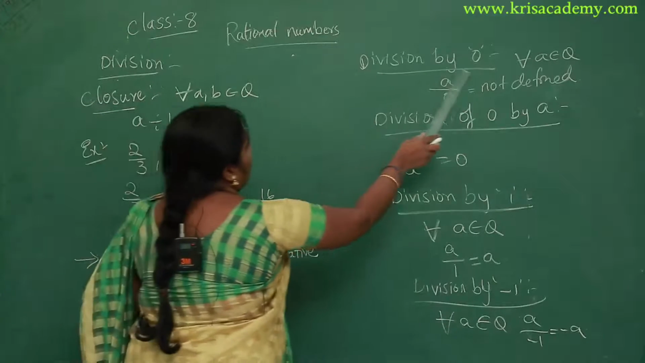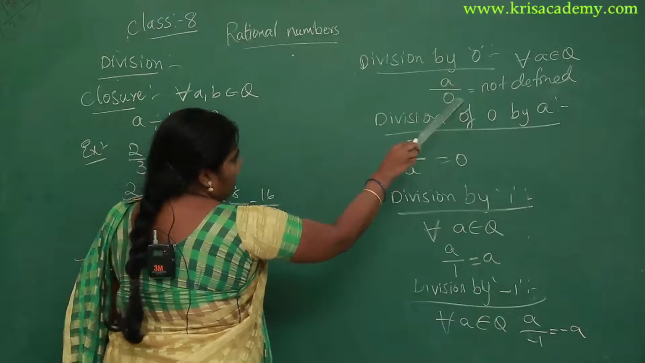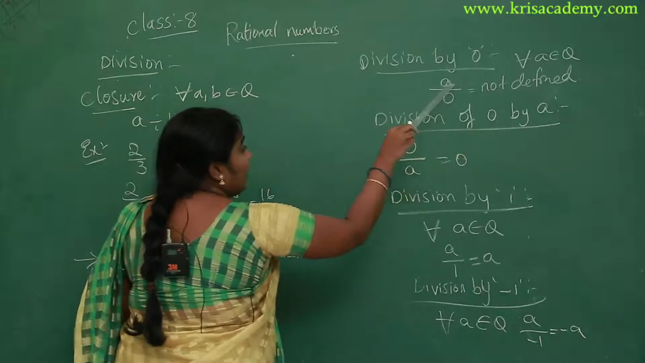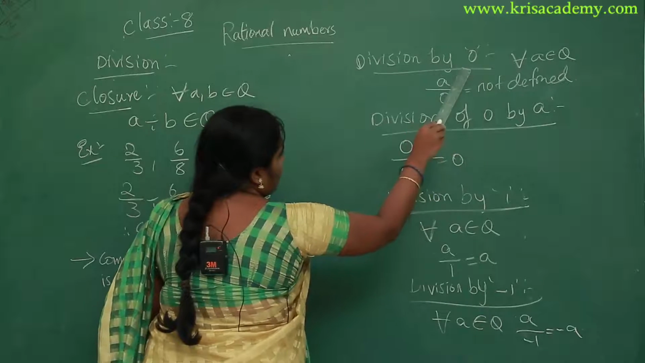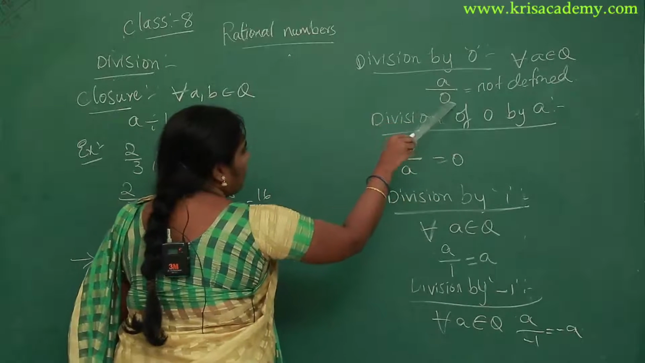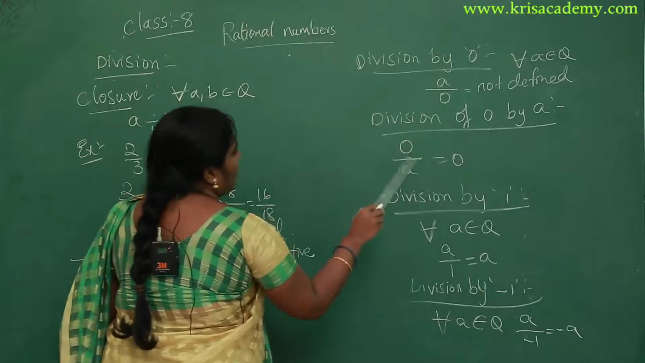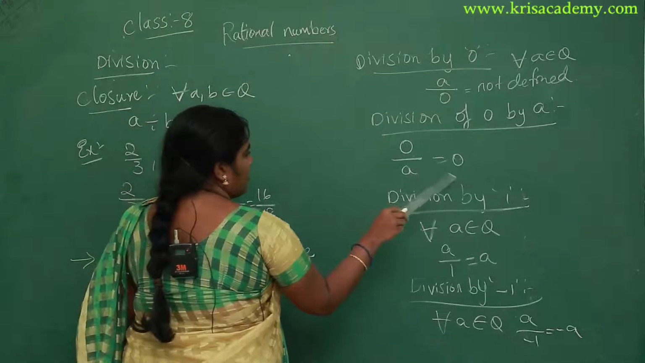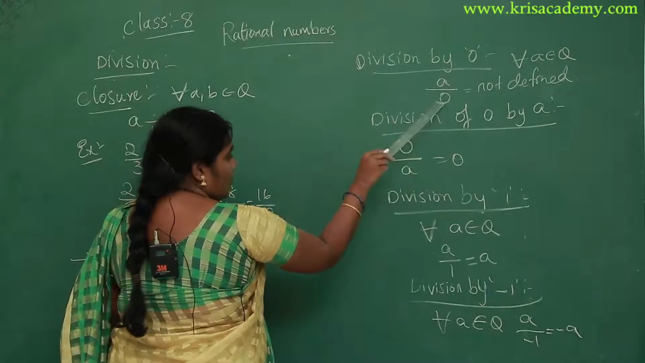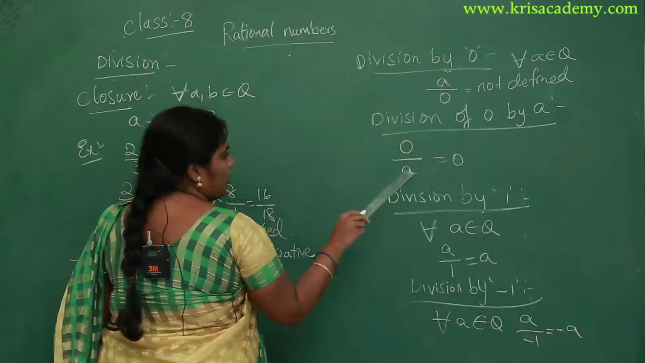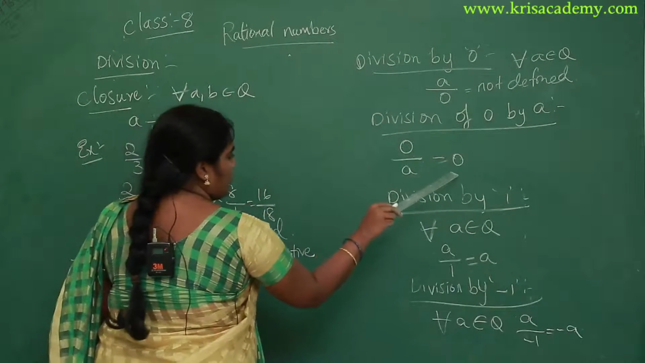Now division by 0. For all A belongs to Q, any rational number, if you divide by 0, the value is not defined. Very important, any rational number if you divide by 0, the answer is not defined. Division of 0 by A. So 0 if you divide by any rational number, answer is 0. Students will get confused here only. Any number divided by 0 is not defined. 0 by something is 0. So A by 0 is not defined. 0 by A is 0.